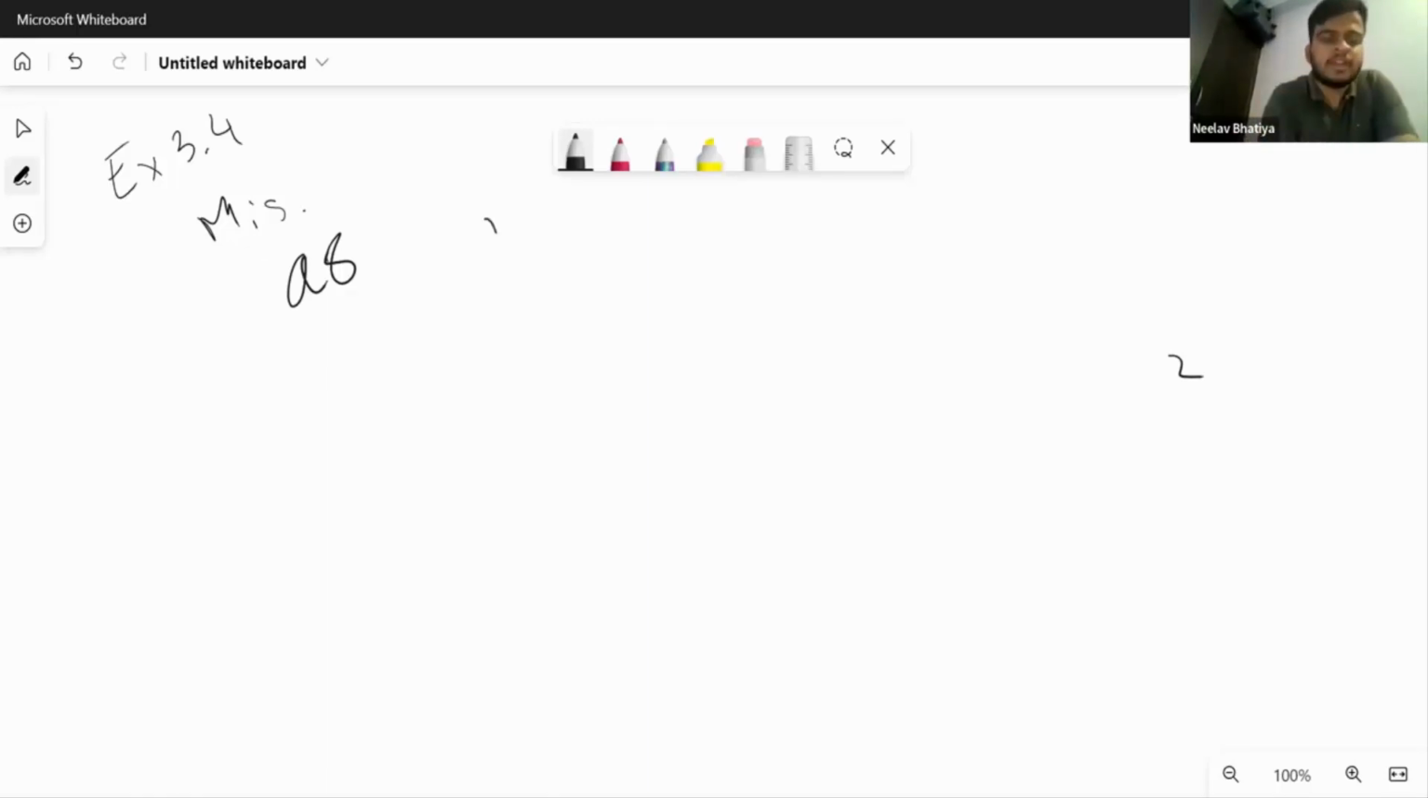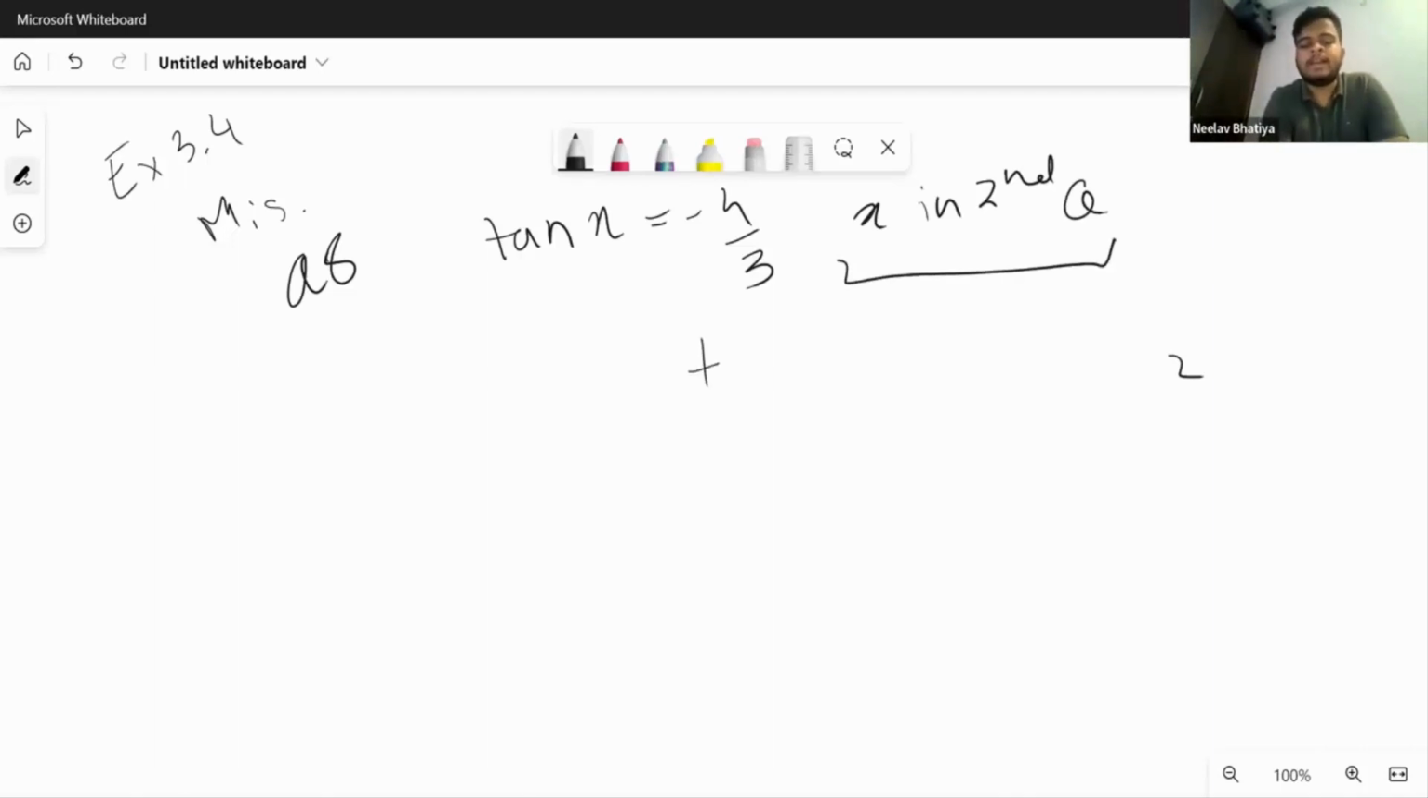In the 8th question, we are given tan x equals minus 4 by 3 and x in the second quadrant, correct? Now, why is this important? Because we want to calculate the value of tan x by 2. And if we are not able to locate where x is, then we won't be able to ascertain whether x by 2 is positive or negative, correct? How are we going to do that? x is in the second quadrant, right?